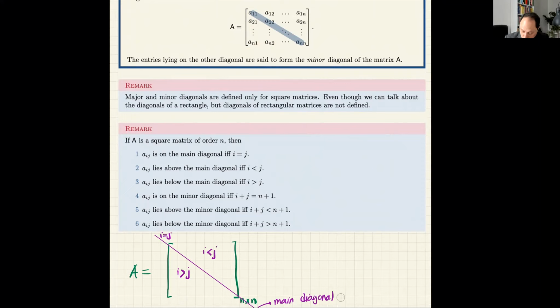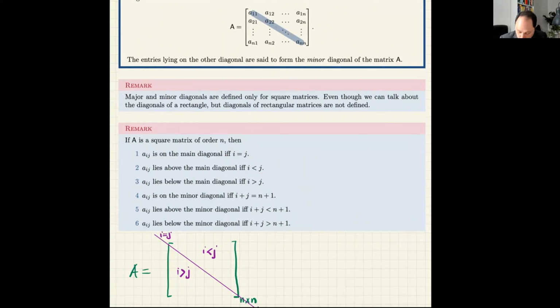And let me, if you don't mind, let me clean this. You already know this is the main diagonal. So this schematic, it's good to have in mind, and that's the content of this remark. a_ij is on the main diagonal if and only if i is equal to j. It is above the main diagonal if i is less than j, and it is below the main diagonal if i is greater than j.